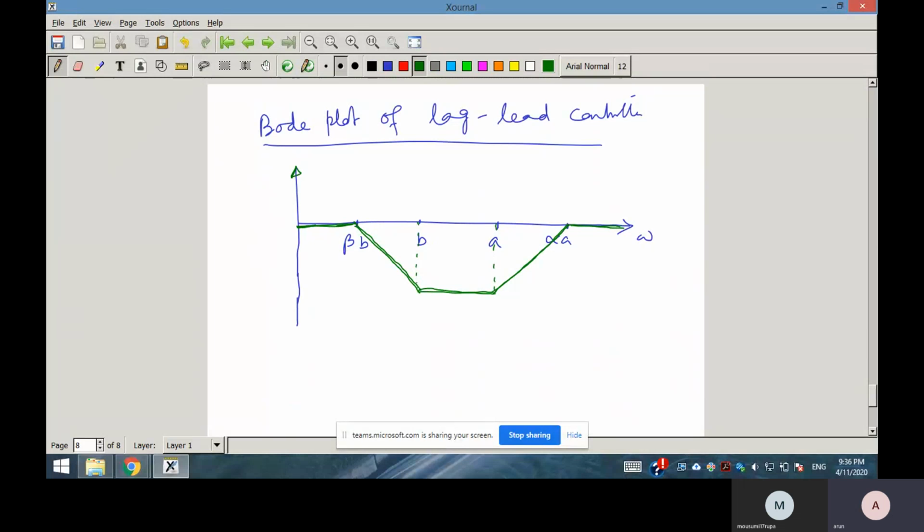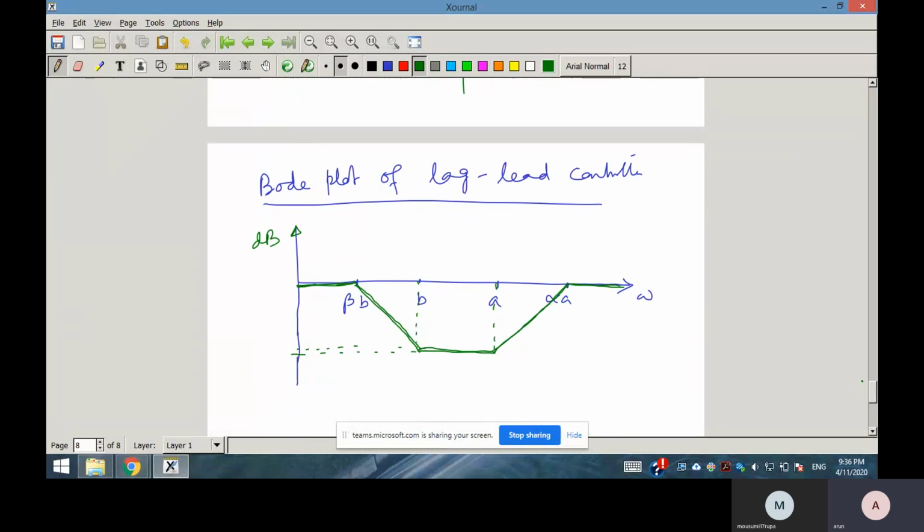So this is the magnitude, this is dB. And what is this value? Now you will understand why I have considered alpha beta equal to 1. That is why this magnitude is flat from A to B. This magnitude is 20 log of beta.